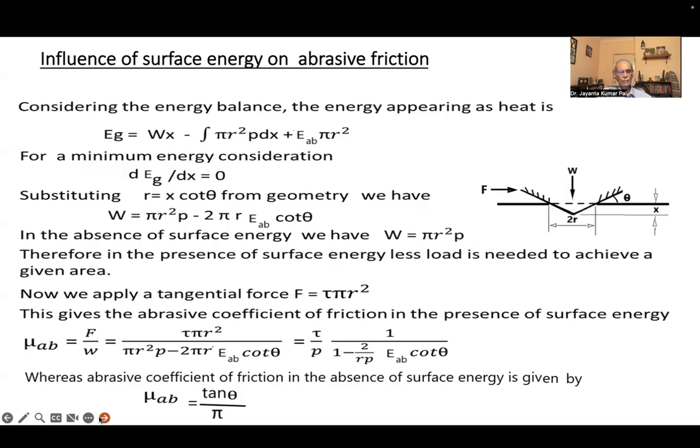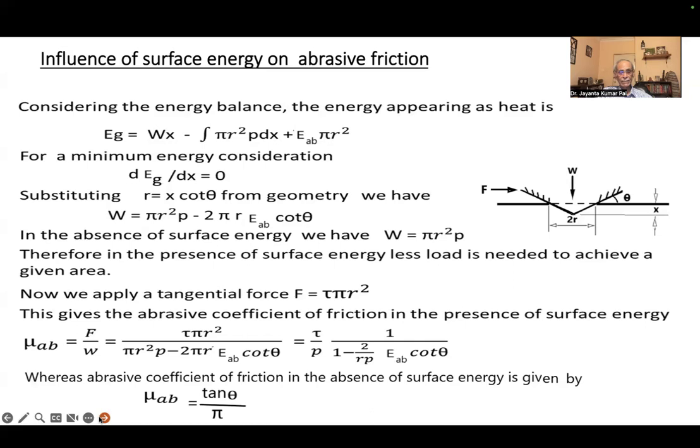F by W is equal to tau pi r squared, where F is the frictional force and W is the normal load, as shown earlier, pi r squared P minus 2 pi r EAB cot theta. So we can simplify this by writing tau by P times 1 by 1 minus 2 by RP EAB cot theta.